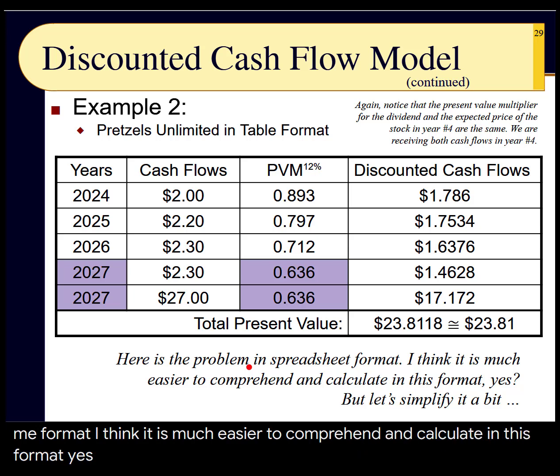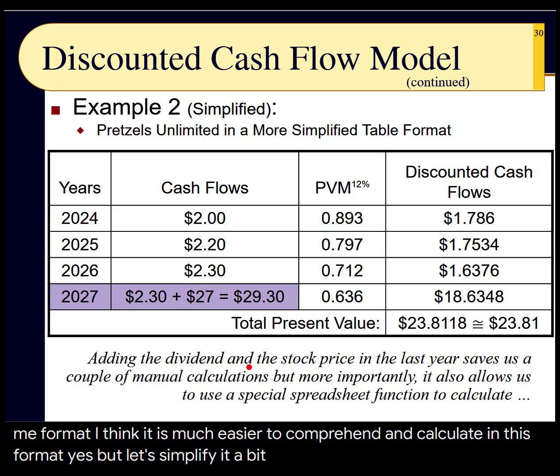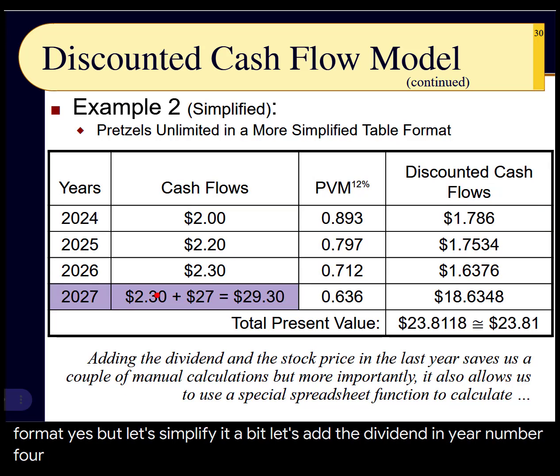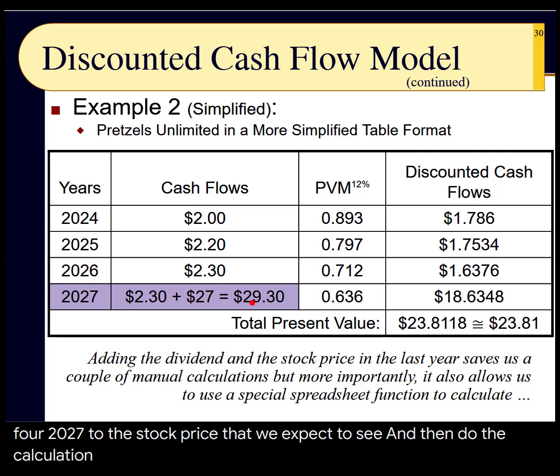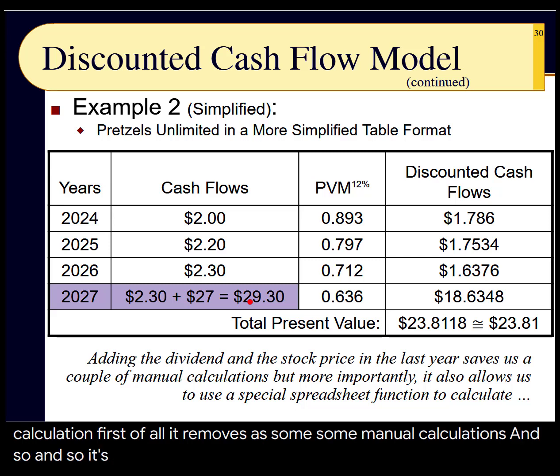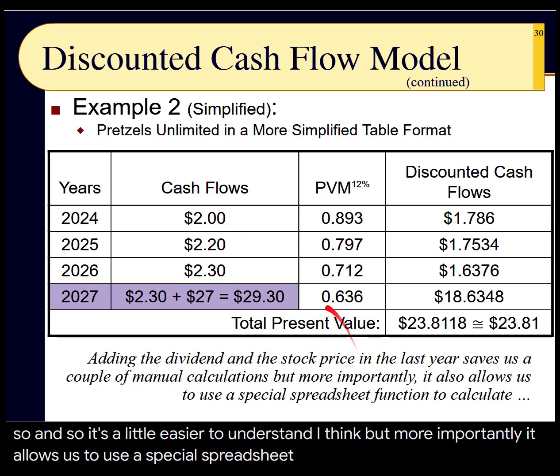Yes, but let's simplify it a bit. Let's add the dividend in year number 4, 2027, to the stock price that we expect to see in 4 years or so, and then do the calculation. First of all, it removes some manual calculations, and so it's a little easier to understand, I think. But more importantly, it allows us to use a special spreadsheet function. But before we do that, let's take a look at it again.